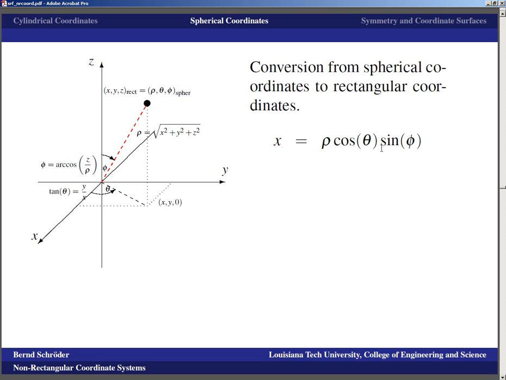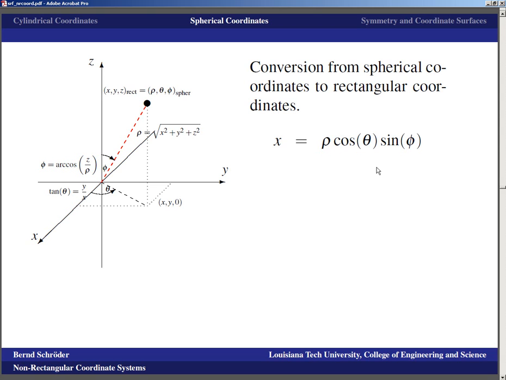How does that come about? Well, we do know that x is r cosine theta, right? So this is the r, but this r, if phi is here, then sine phi is this r divided by rho, and so that means that r is rho times sine phi, and so then r cosine theta will be rho sine phi cosine theta.